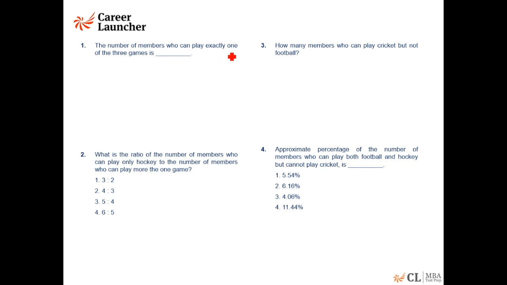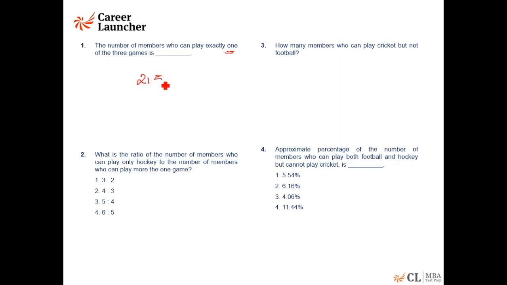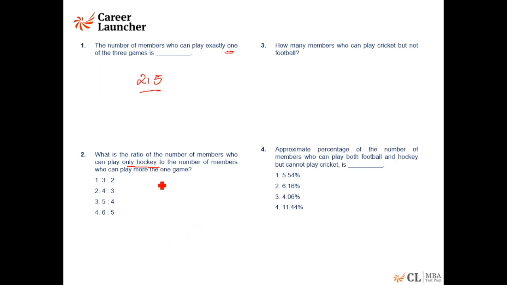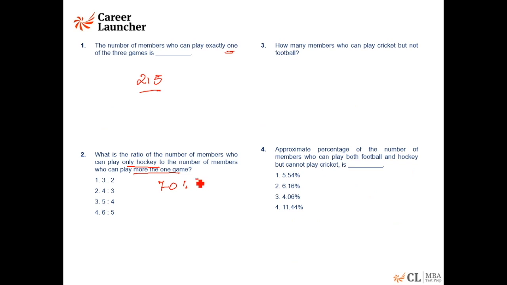The number of members who can play exactly one of the 3 games. Exactly one game we just found to be 215. The ratio of number of members who can play only hockey, what is only hockey? Only hockey is 70, to the number of members who can play more than one game. More than one game means exactly 2 plus exactly 3, which is 56. So 70 is to 56. 14 5s are 70, 14 4s are 56. So, I'm sorry, 5 is to 4, not 4 is to 3. So, 5 is to 4.